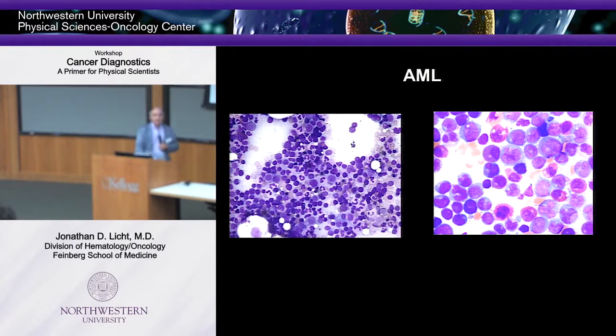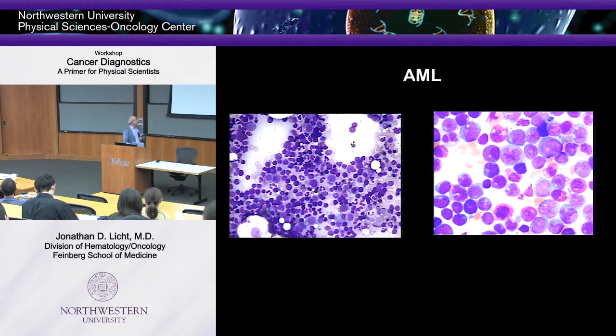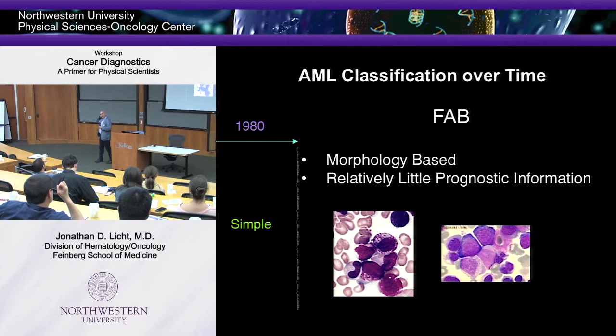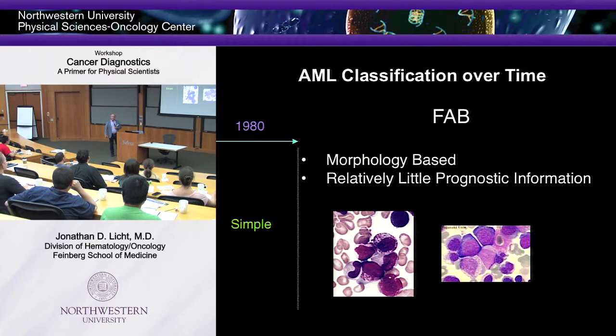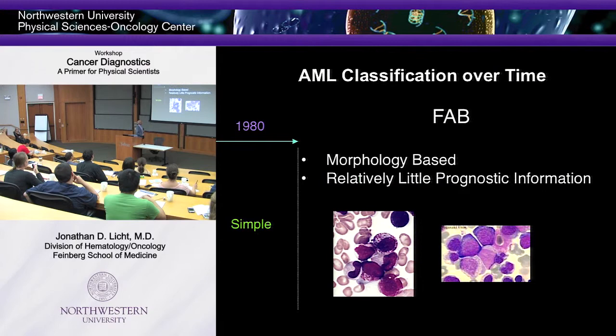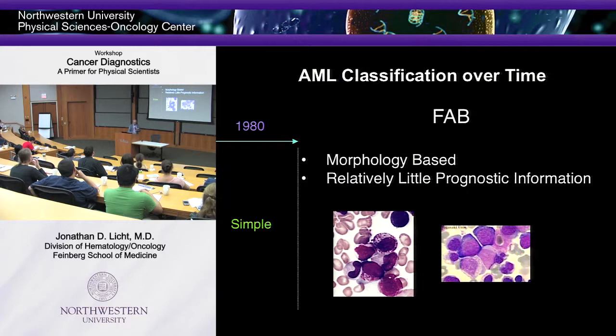I think this is an excellent example of how this set of diseases has been classified with ever finer accuracy using a variety of more recent molecular techniques. Now, the first kind of classification came about 40 years ago, 50 years ago. The French, American, British got together and said, when we take a look at these under the microscope, we have different patterns of cell morphology, and we can classify these based upon seven different subtypes that we see under the microscope. And these are the seven different subtypes here.